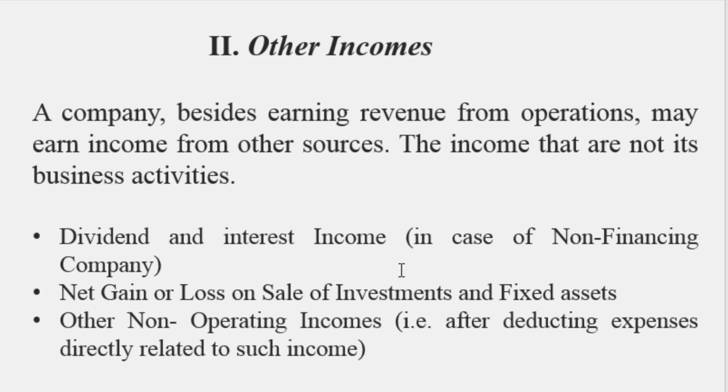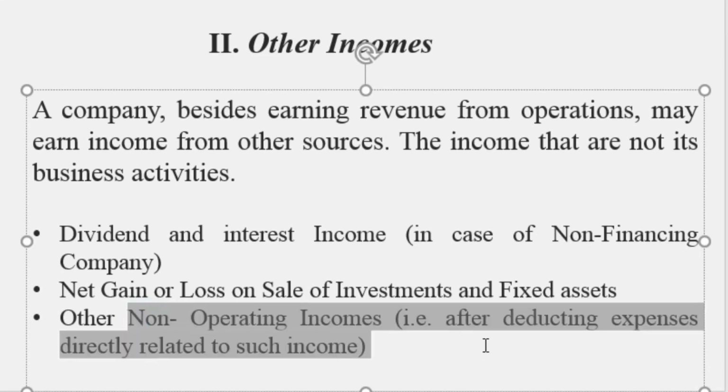Net gain on sale of investments and fixed assets, and non-operative activities after deducting the expenses directly related to such incomes. These all are other income. The next term is expenses. What is the meaning of expenses? Expenses means the amount spent to generate revenue. That all is known as expenses.